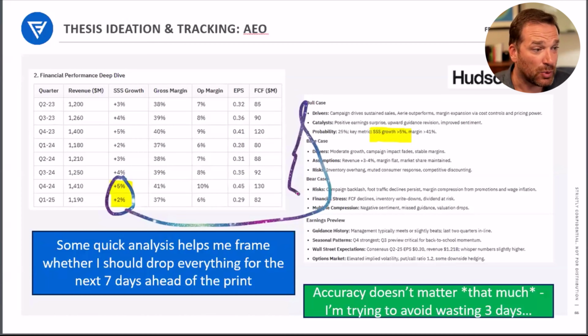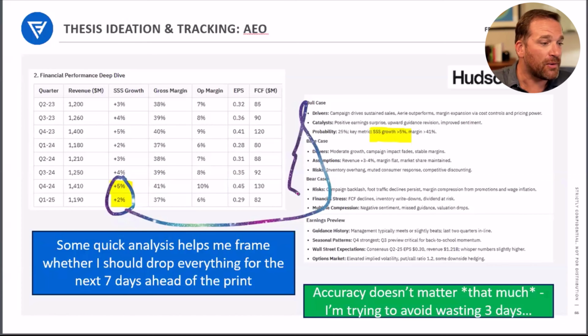And in this instance, what I like about this tool for rapid, time-crunch ideation is it doesn't have to be right. It could be wrong. But what I'm looking for right now is a quick analysis, a sniff test to really frame: should I drop everything for the next 7 days ahead of the print?